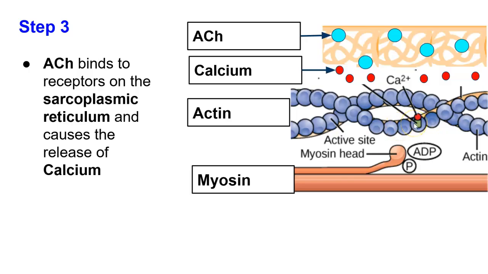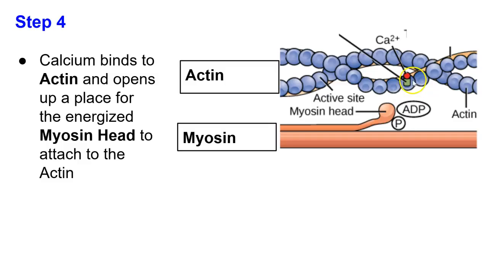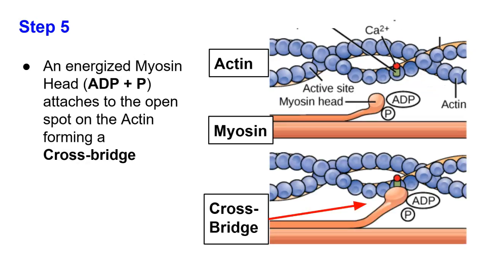And when it sticks to that spot, it actually opens up a binding site. So the calcium binds and opens up a spot. And it opens up a spot where that myosin head, that's really high energy with that ADP and phosphate, can attach. Okay, so the calcium opens up a spot. So once the calcium binds, it changes the configuration just a little bit of the actin and opens up the binding site.